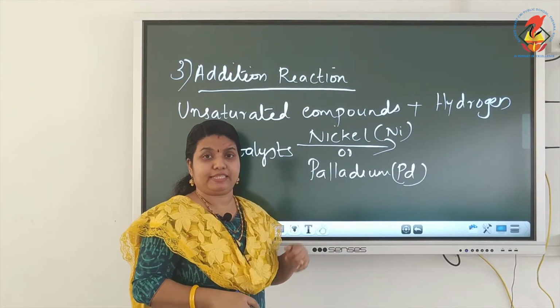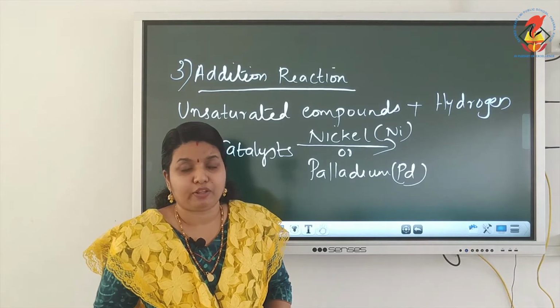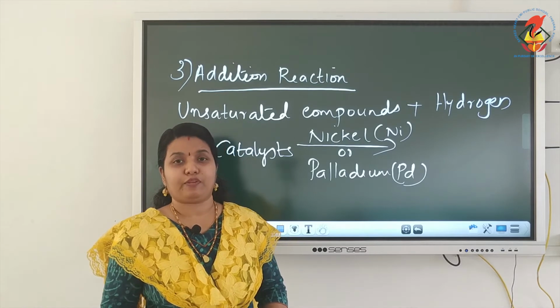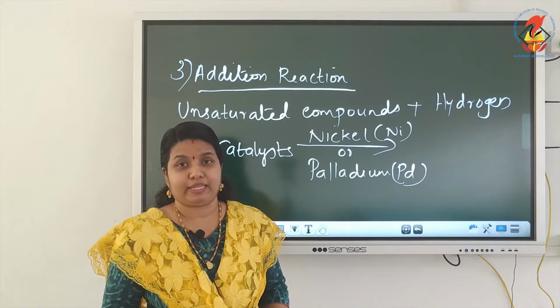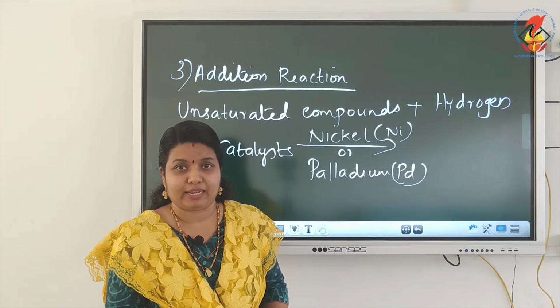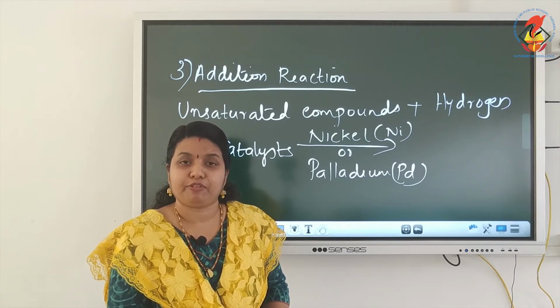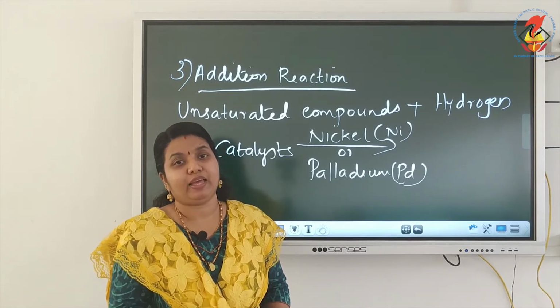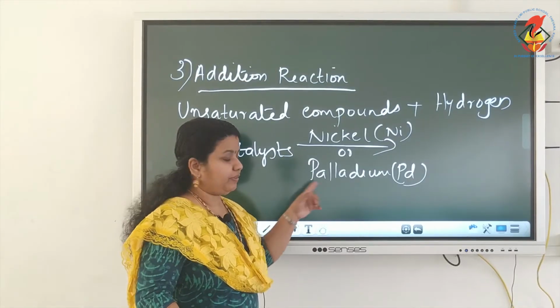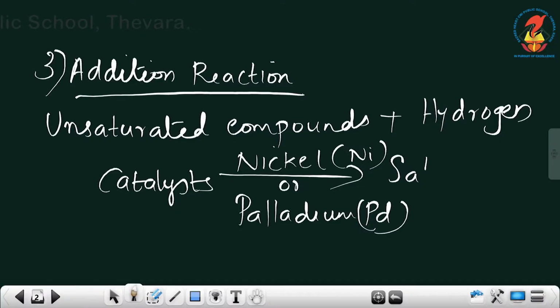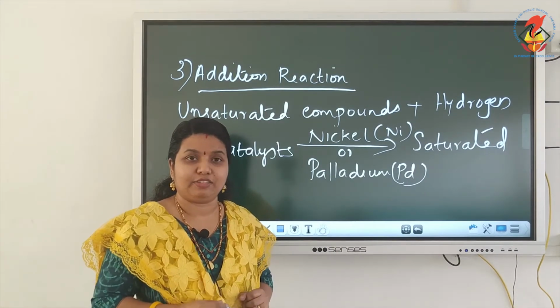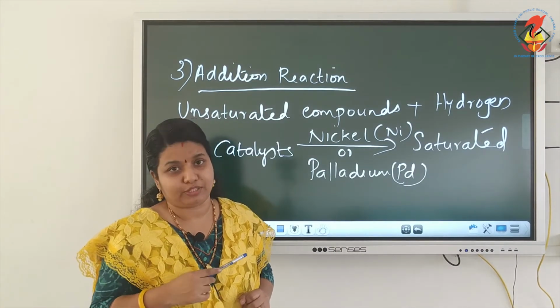Now, catalysts are substances which increase or decrease the speed of a chemical reaction, but without taking part in the reaction. They do not undergo any chemical reaction here. Their function is only to alter the speed of the reaction. Okay. So, in presence of catalyst only this reaction takes place, and the unsaturated compound gets converted to saturated compound. So, addition reaction results in the conversion of an unsaturated compound into saturated compound.